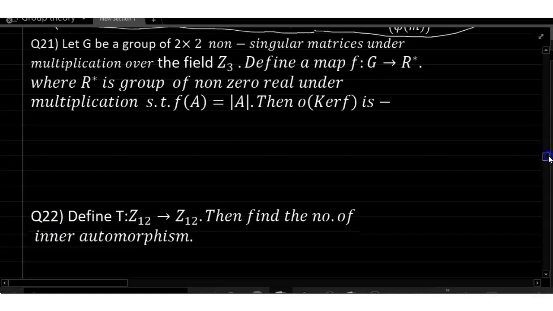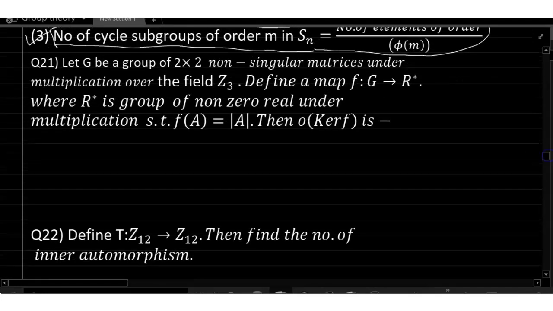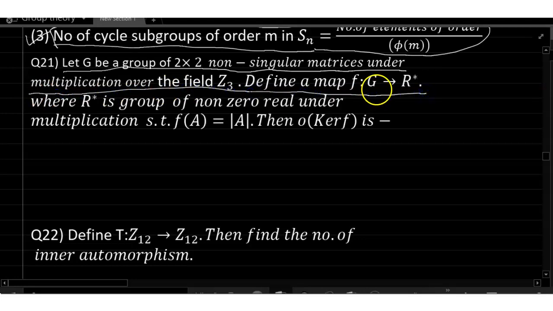So now let's start to solve this problem. Let G be a group of 2 cross 2 non-singular matrices under multiplication over the field Z3. Define a map f from G to R star, where R star is the group of non-zero reals under multiplication, such that f(A) is equal to mod of A, then find out the kernel of f.